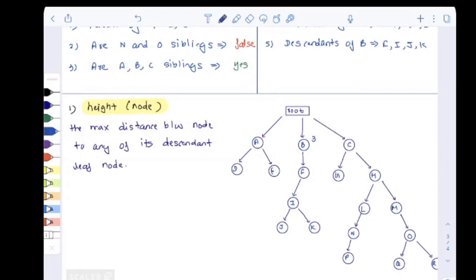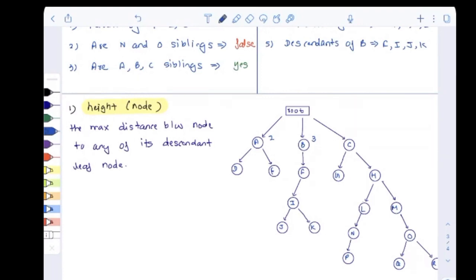The maximum distance between A to any of its descendant leaf. You need to pick that descendant leaf with which the distance is coming maximum. Correct? That is going to be exactly 1. Perfect? Okay. Right. Now quickly tell me what is the height of C?